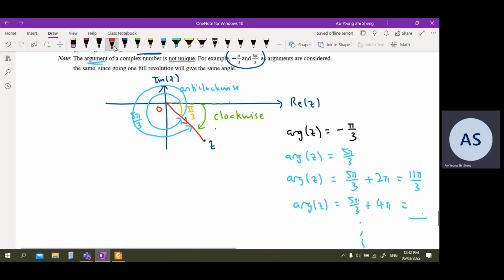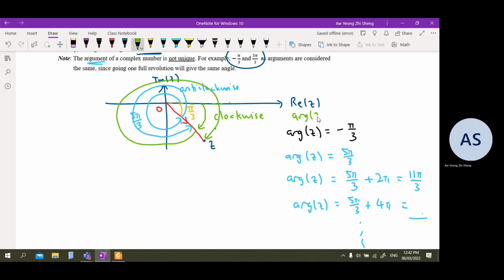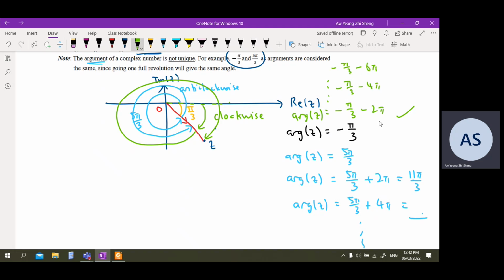And similarly, if you keep going in the negative direction, if you keep going clockwise, you can go one more cycle so that you now have your argument z to be minus pi over 3 minus 2 pi. This would also be correct. And you can also have minus pi over 3 minus 4 pi, minus pi over 3 minus 6 pi, and so on. And so there are infinitely many correct answers for argument z.